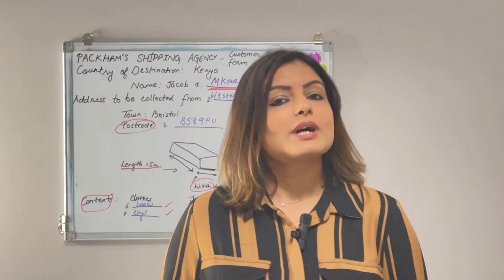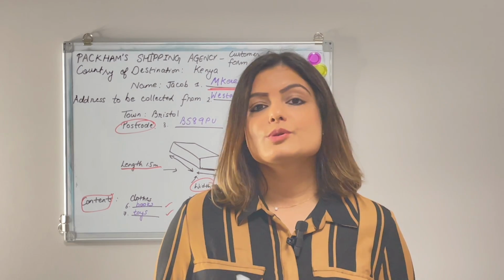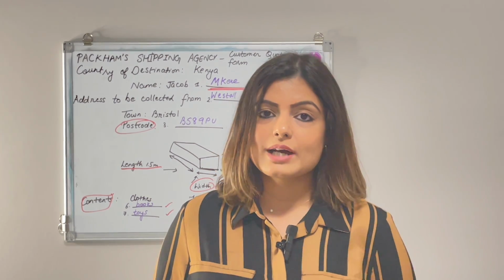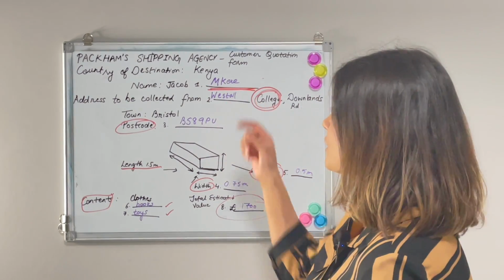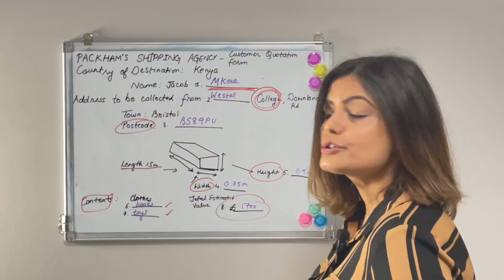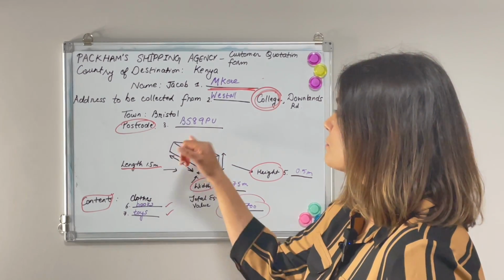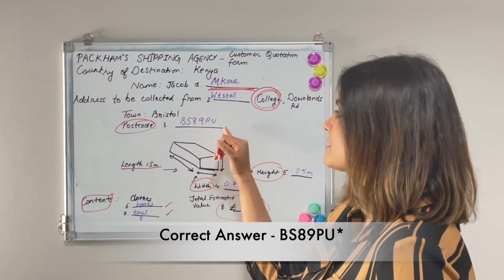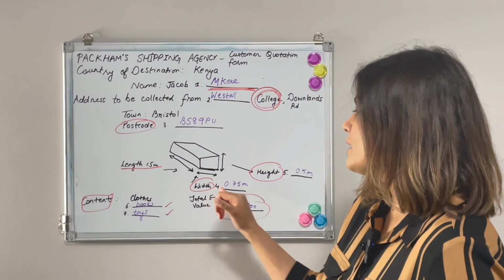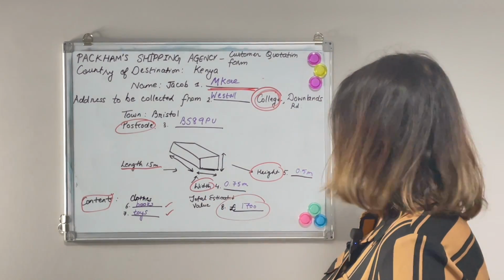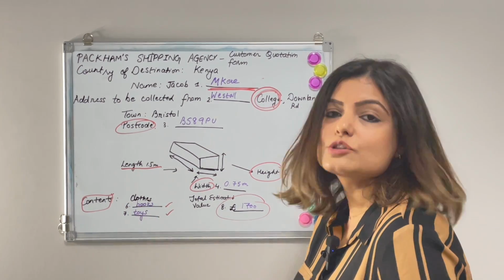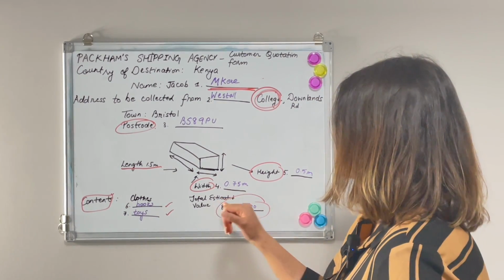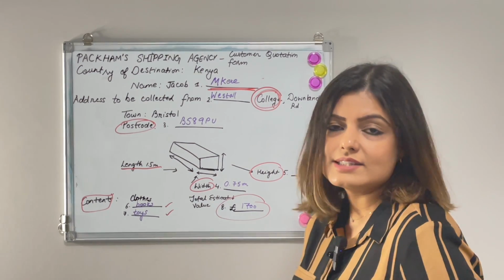So I hope that you guys were able to solve the questions using the technique that I taught you. The answer to question number 1 is Mkere. To question number 2 is Westall. Then the postcode is BS8 9PU. The width is 0.75 meters. The height is 0.5 meters. The contents are books and toys. And the total estimated value is 1700.